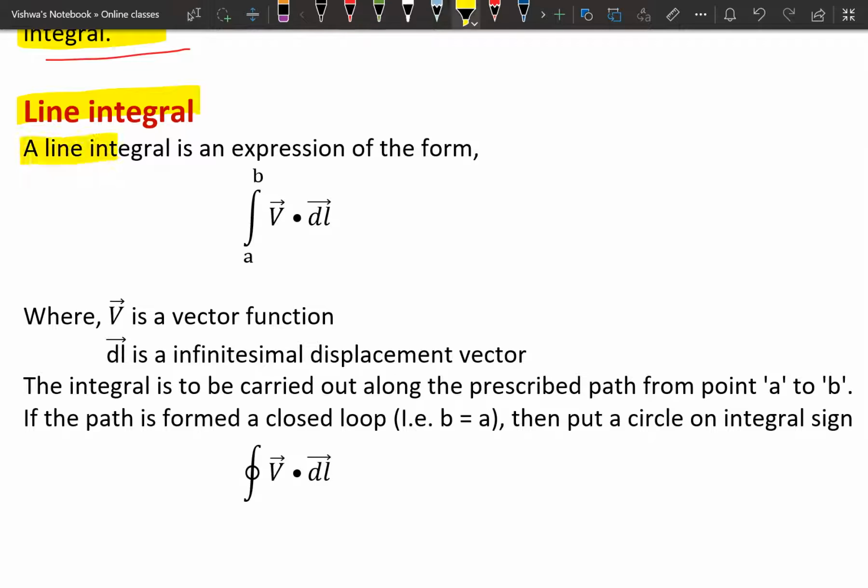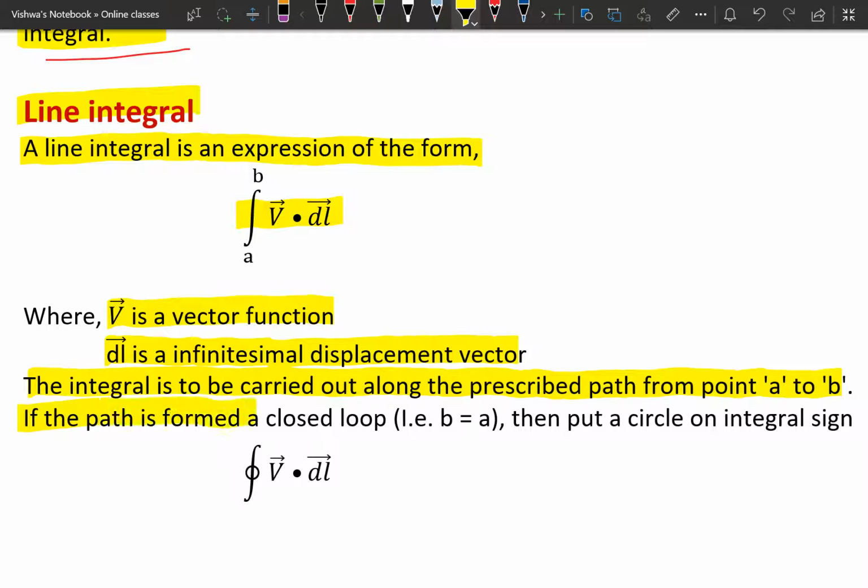A line integral is an expression of the form integral from a to b of v dot dl. Here v is a vector function, or it may be a vector field, and dl is an infinitesimal displacement vector. The integral is to be carried out along the prescribed path from point A to point B. If the path is a closed loop, then put a circle on the integral sign. Here v is a vector function.